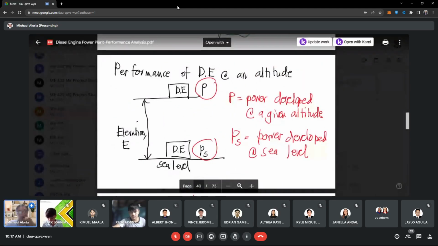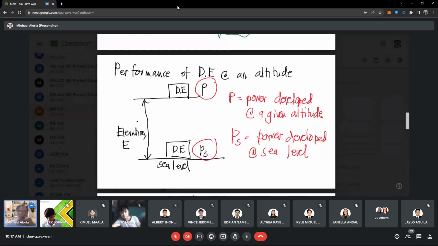Okay, so the performance analysis we have now would be on the last part, if your diesel engine is installed at an altitude or higher altitude. So, if you are given an elevation, what is the performance of your diesel engine? Is it the same power developed at this given elevation, or is there a change in power developed?